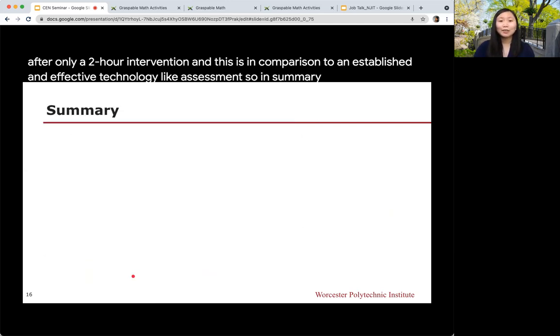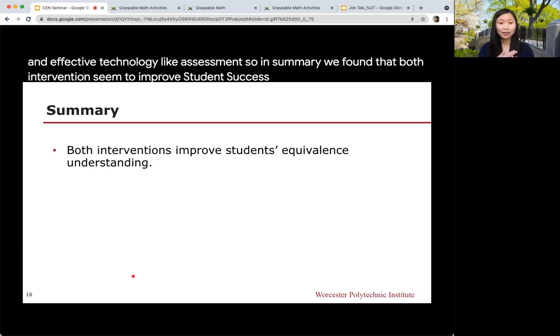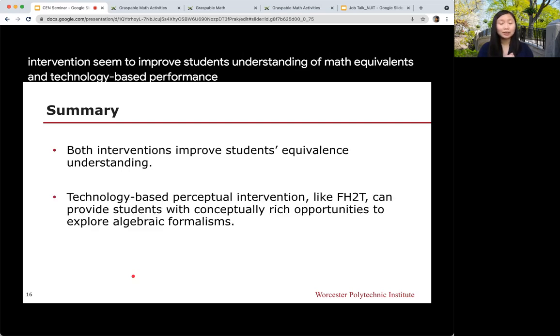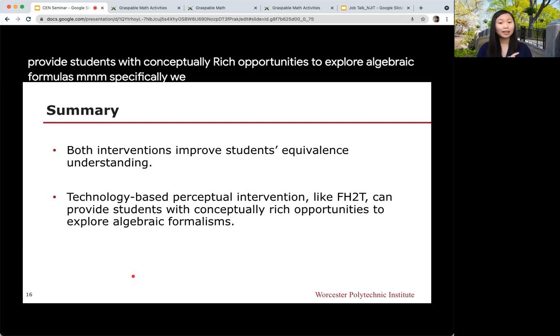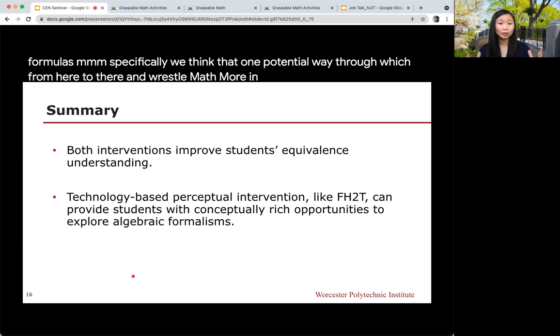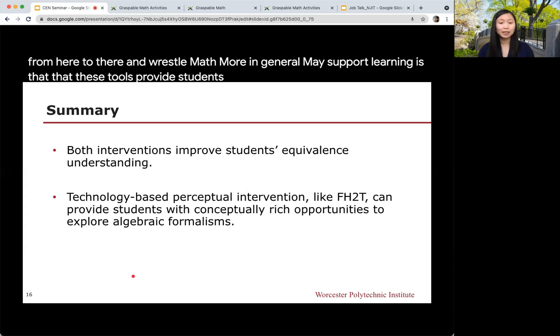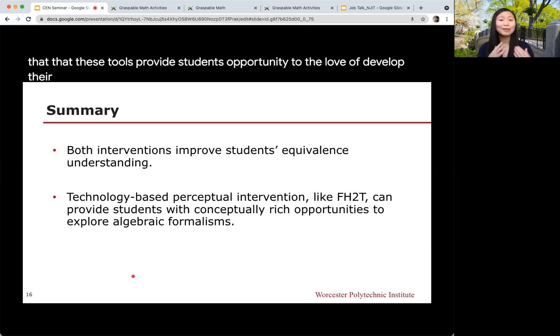So in summary, we found that both interventions seem to improve students' understanding of math equivalence. And technology-based perceptual interventions, like From Here to There, can provide students with conceptually rich opportunities to explore algebraic formalism. Specifically, we think that one potential way through which From Here to There and Graspable Math, more in general, may support learning is that these tools provide students opportunity to develop their perceptual motor routines and algebraic notations.